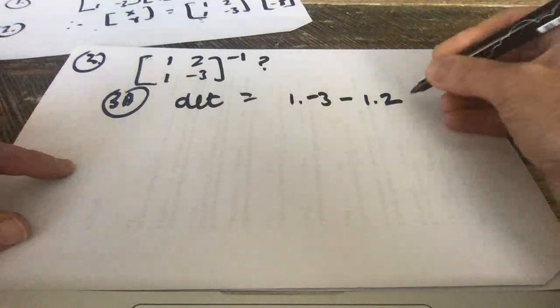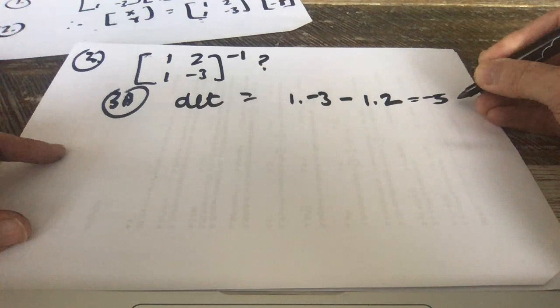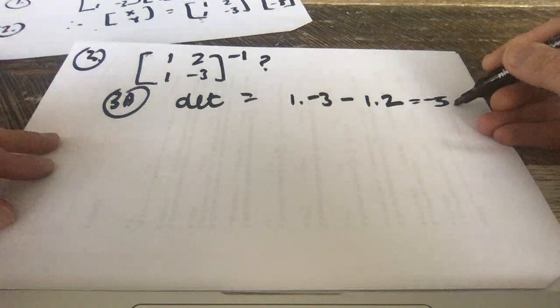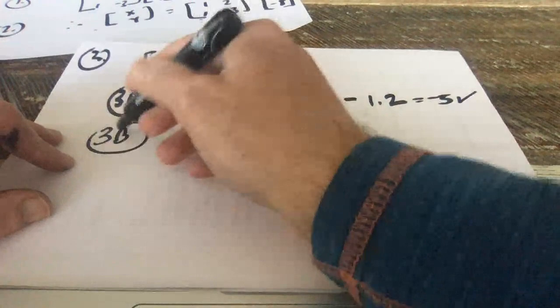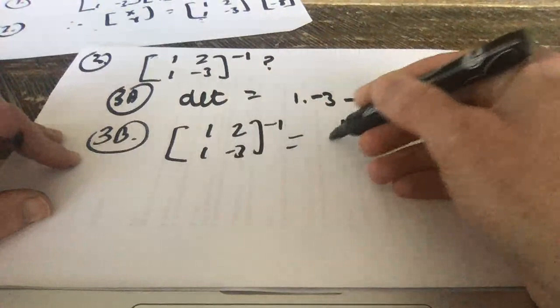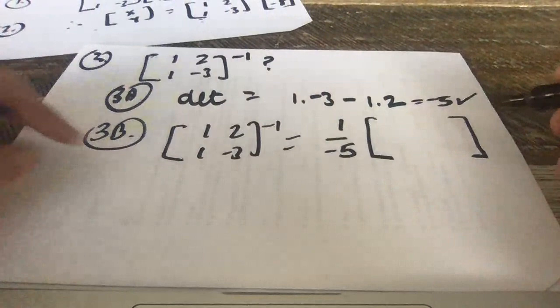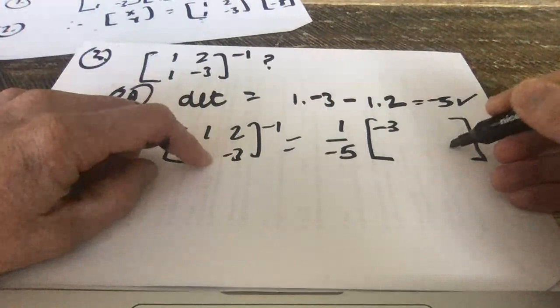And that's a good number, folks, because it's not 0. Remember we talked about this. If the determinant is 0, there's no inverse, you walk away. So here, that's okay, minus 5 is good. And so then 3b. So 1, 2, 1 minus 3 inverse then is 1 over minus 5. It's 1 over the determinant times. What do you do? You interchange these two numbers here because that's the recipe. So this is minus 3 and this is 1. And you change the sign of the other two. So it's minus 2 minus 1.